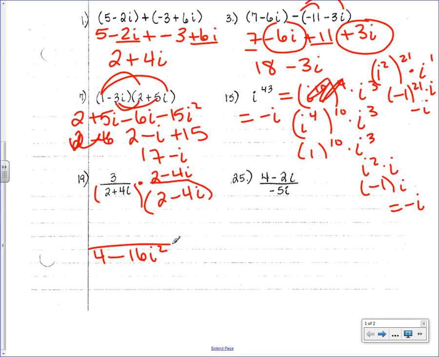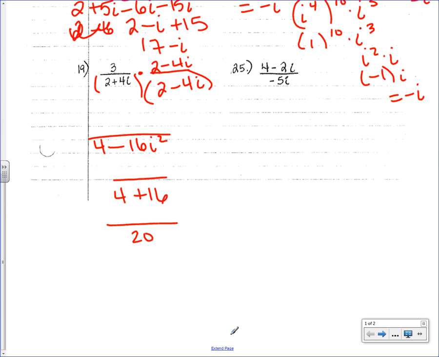16i squared. I know it seems like there's still an i in the denominator, but there's really not. What's i squared again? Negative 1. Two negatives make a positive. So we actually have 20. There's no i. Do you guys see what I'm saying? Okay, so now I'm like, okay, I probably did that right.